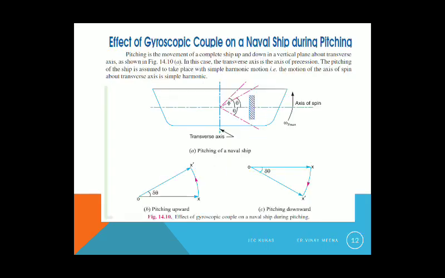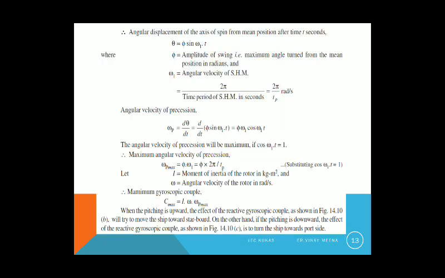Effect of gyroscopic couple on a naval ship during pitching: pitching upward, pitching downward. Angular displacement of the axis of spin from the mean position after t time. Then omega 1 is equal to 2 pi upon tp. Angular velocity of precession omega p is equal to phi omega 1 cos omega 1 t.